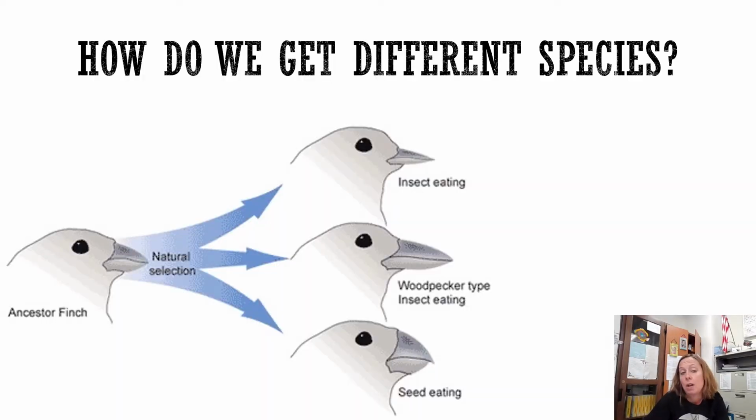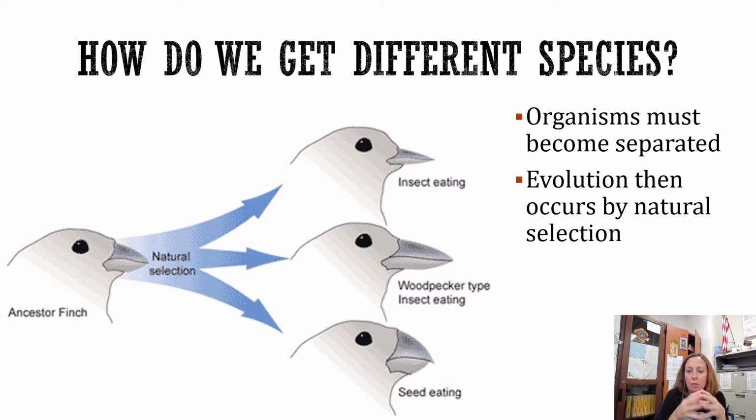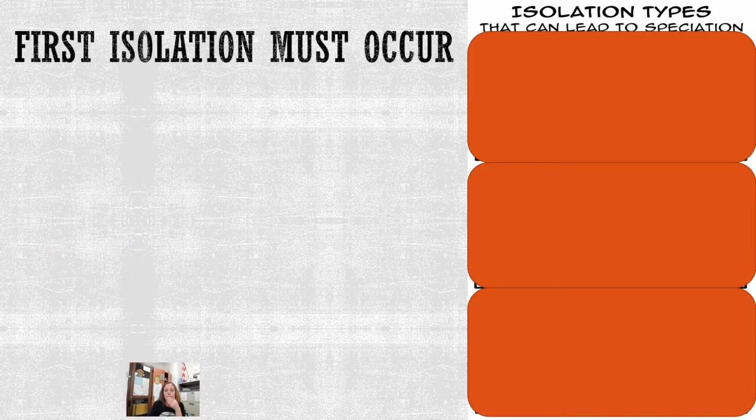All right, so first we have to start with asking how do we get different species? Like how does that happen? What happens is the organisms must first become separated in some way, and then evolution has to occur by natural selection because the organisms are now in different environments due to that separation, right? So the natural selection occurs and the organisms become more and more specialized for their environment. All right, so first isolation must occur.